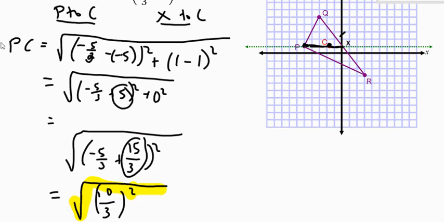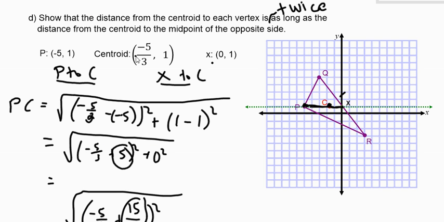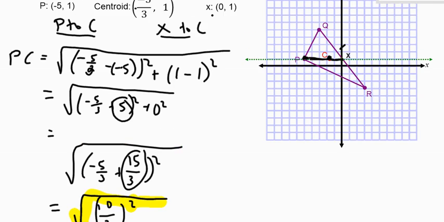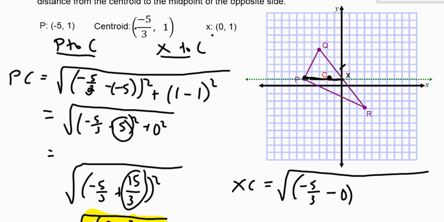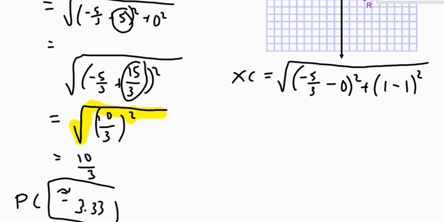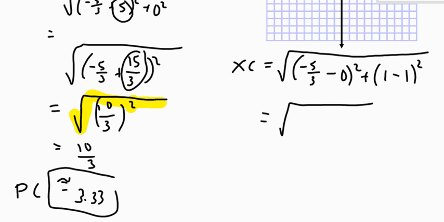Now I need to find the distance from X to C and compare it. So from X to C, again, square root formula. So y2 minus y1 squared plus x2 minus x1 squared. So doing this math, 1 minus 1, oh, this is going to work out kind of nice. Very little math to do over here.